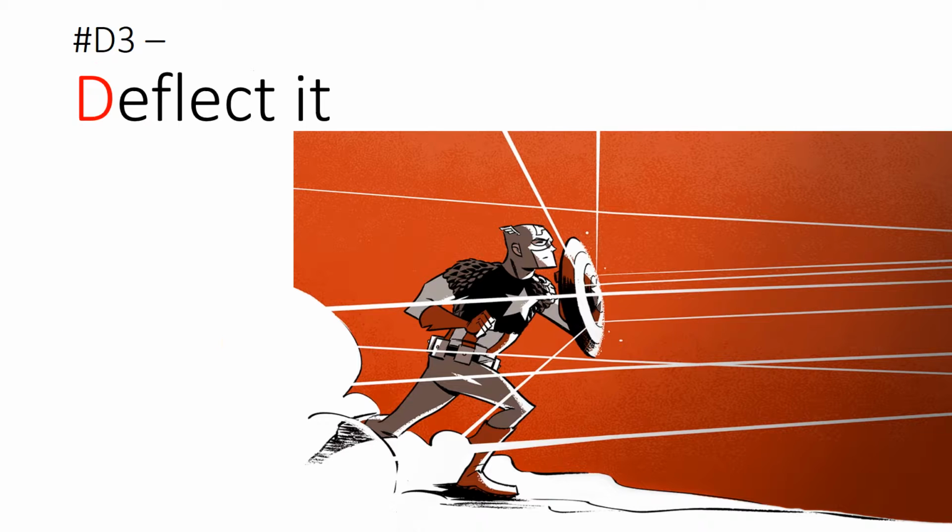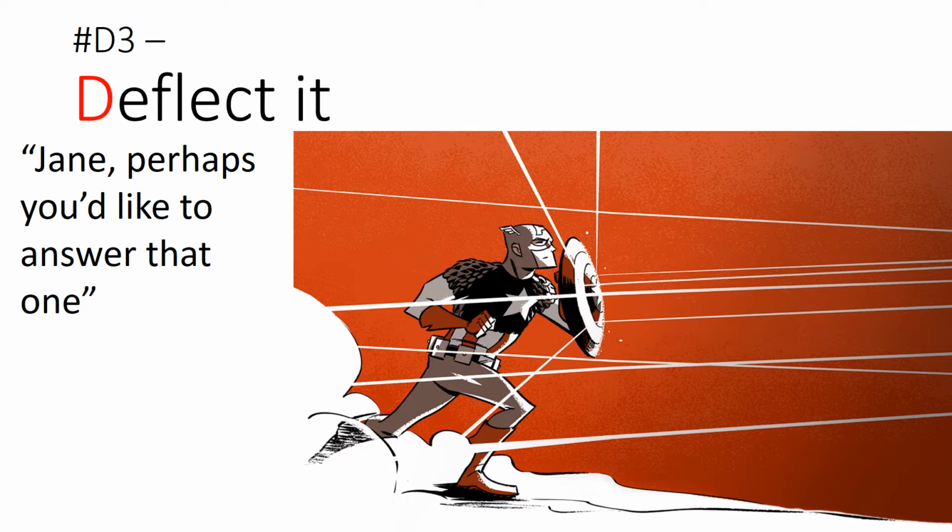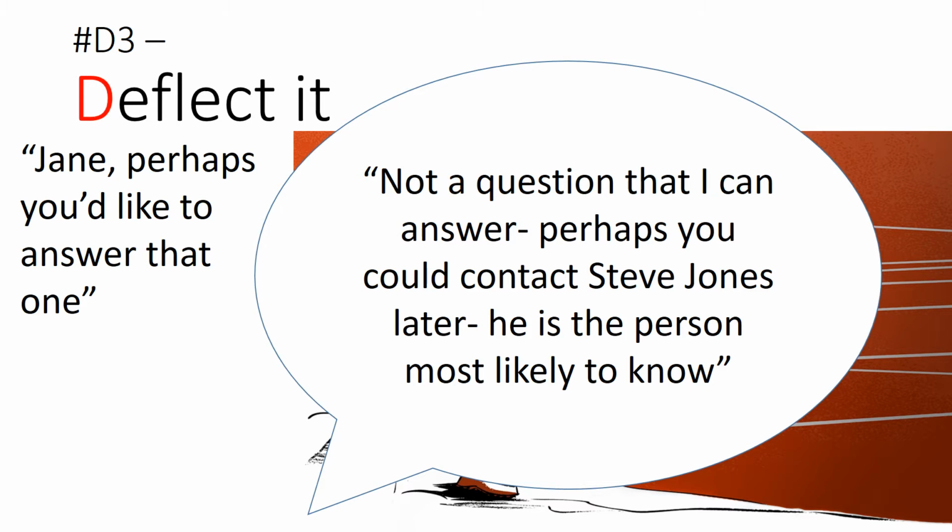D3, deflect it. If there is somebody present who's better armed to handle that question than you are, then pass the ball to them. Note that the suggested wording puts their name first. You want Jane paying attention before you throw her the fastball of asking her to answer a question. If there's somebody who's not present who's the fount of all knowledge on that particular topic, then pass the ball to them. Don't feel you have to try and answer it.